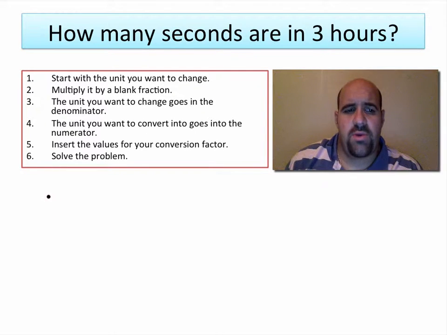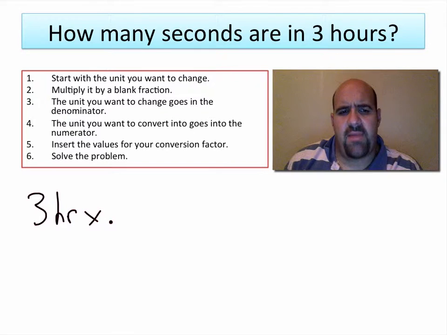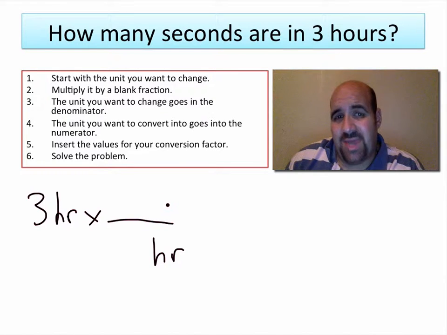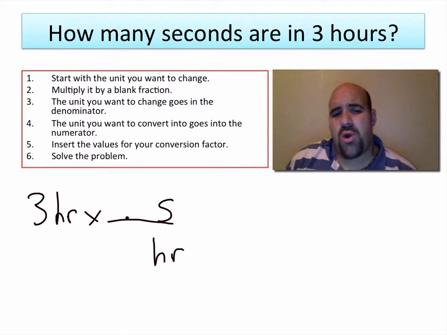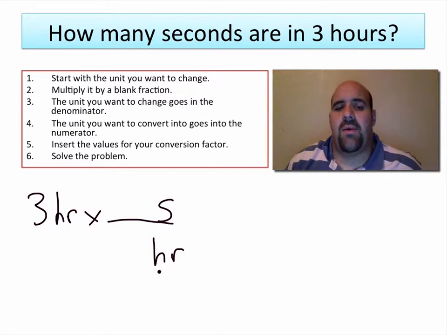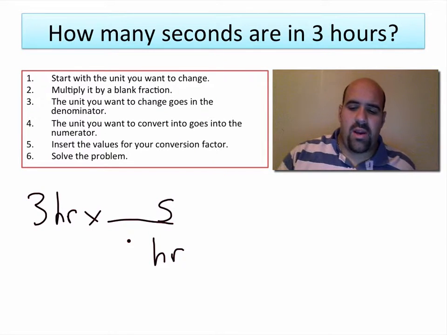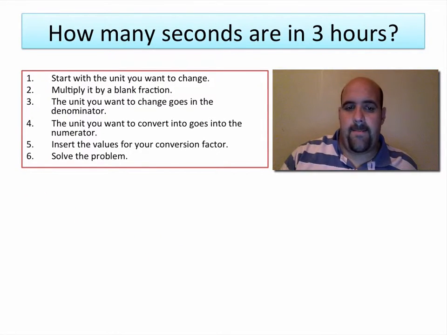Normally we start with the unit we want to change, 3 hours, multiply it by a blank fraction, and we know hours is going to go here. And of course we want to change it into seconds, put seconds here. The problem is most people don't know the conversion between hours and seconds. So this method won't really work for you if you don't know that there's 3,600 seconds in an hour like a science teacher would. So we're going to do it in two parts.